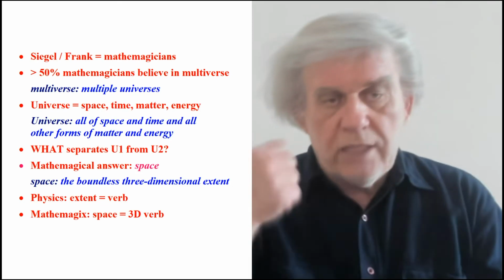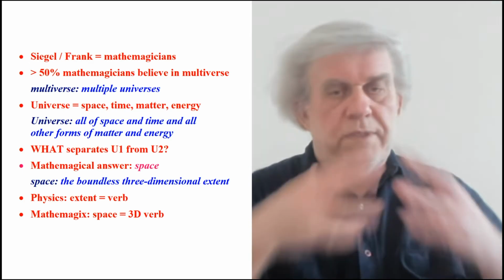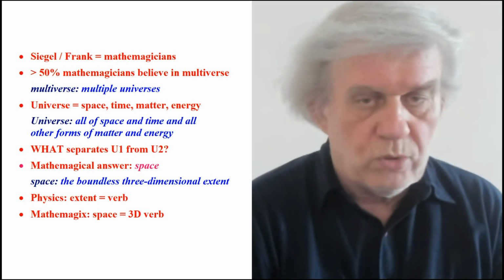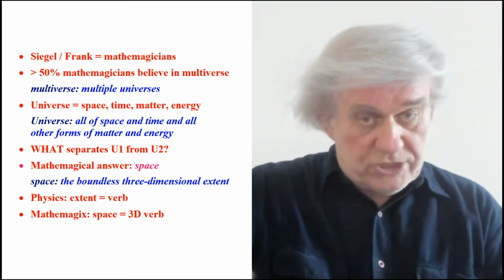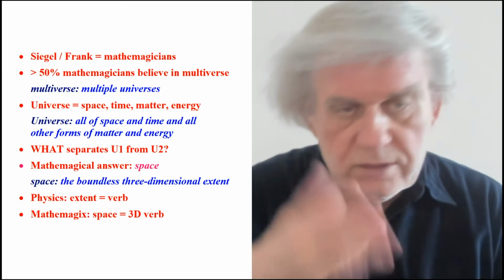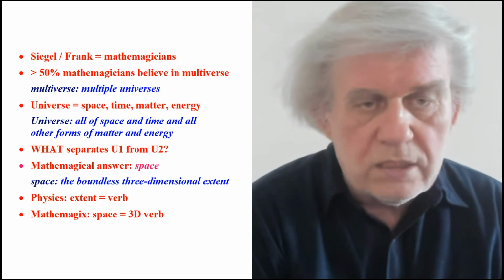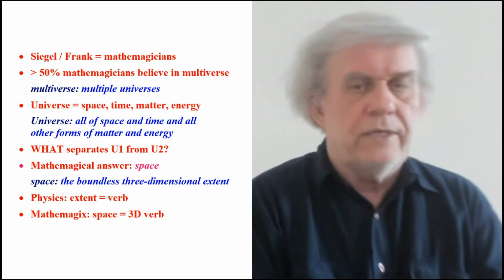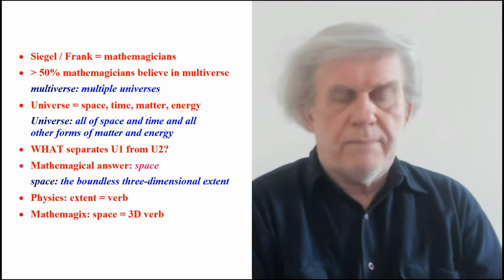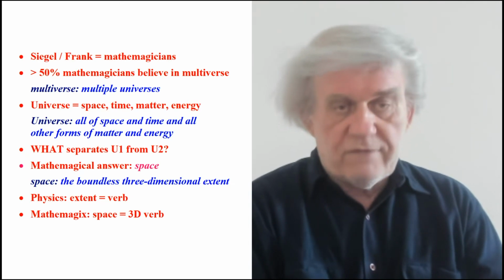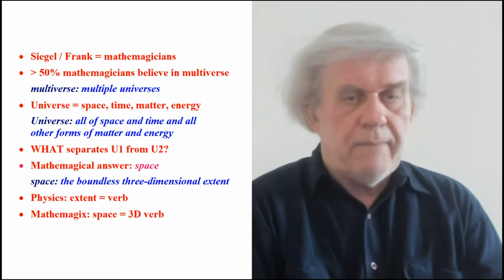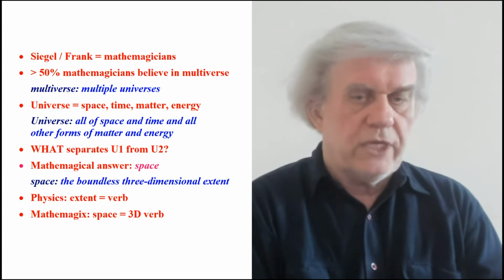Well, according to them, it's space, time, matter, and energy. All those put together, that's what makes up the so-called universe in mathematics. This is their notion of universe, okay? And so you look it up, and I think this comes from Wikipedia: all of space and time and all other forms of matter and energy. That's where it comes from. You'll find those specific four words, space, time, matter, and energy. That comprises what they call universe.